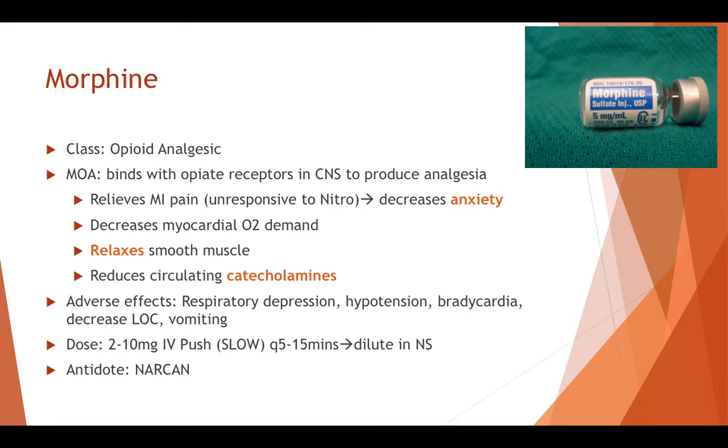First up is morphine. It is an opioid analgesic that binds to opioid receptors in the CNS to produce analgesia. For the purposes of chest pain, it helps relieve anxiety, it decreases myocardial oxygen demand, it relaxes smooth muscles, and decreases catecholamines. Some of your safety parameters are looking for a respiratory rate, because it can cause respiratory depression, it can cause hypotension, bradycardia, and level of consciousness. And our antidote for this opioid analgesic is your Narcan.